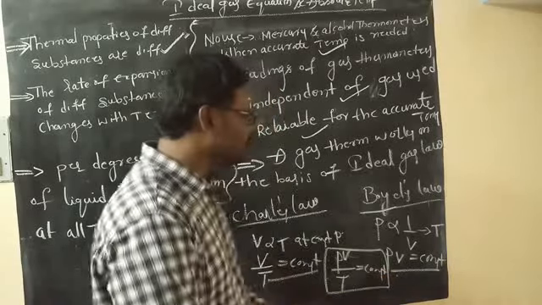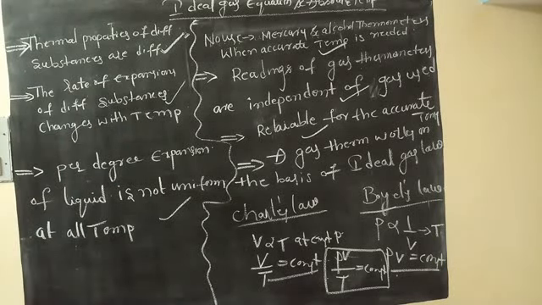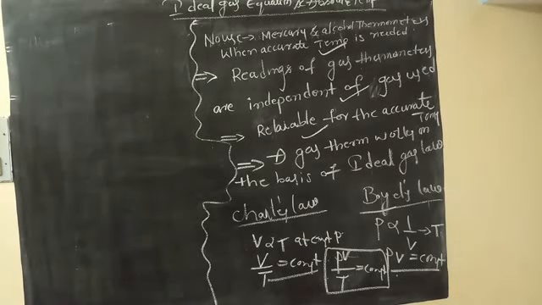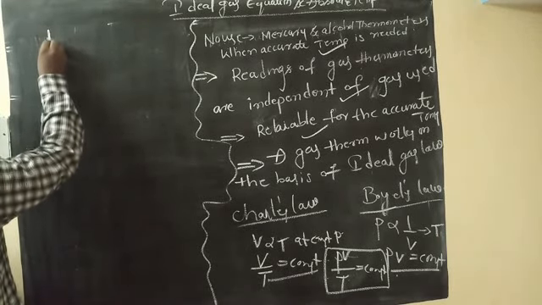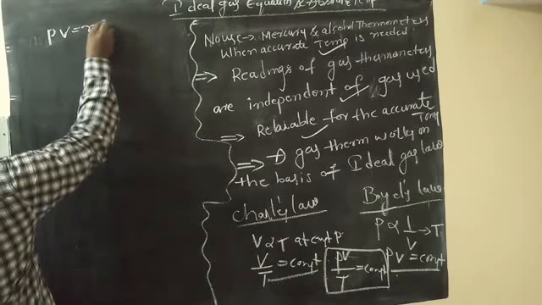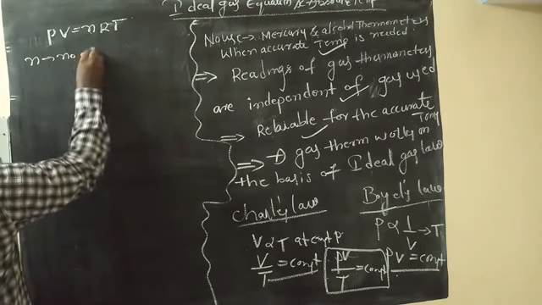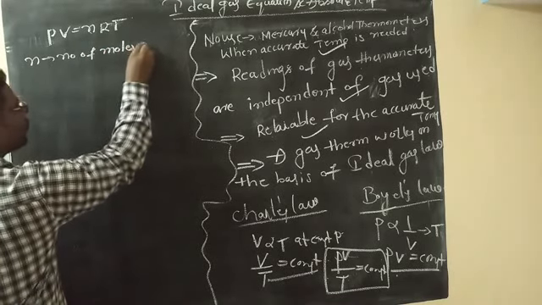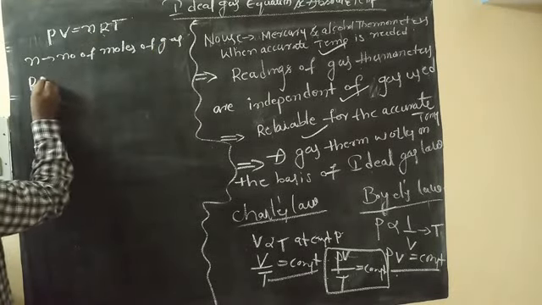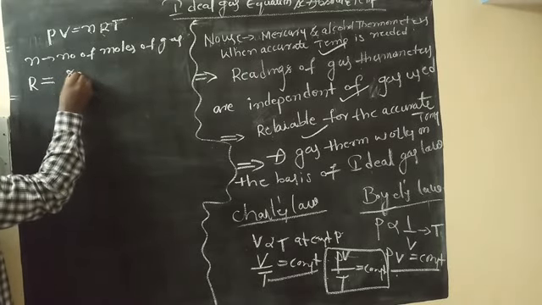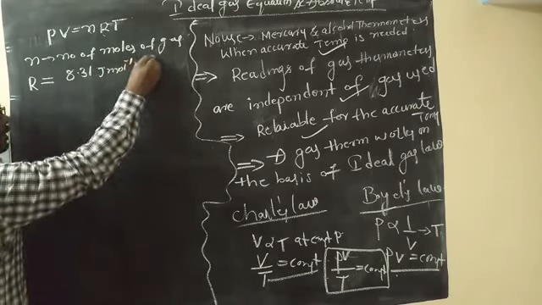Let's come to the generalized ideal gas equation. Here I am giving the generalized ideal gas equation, that is PV equals nRT. Here n is the number of moles of the gas, and R is the universal gas constant, whose value is 8.31 joule per mole per kelvin.